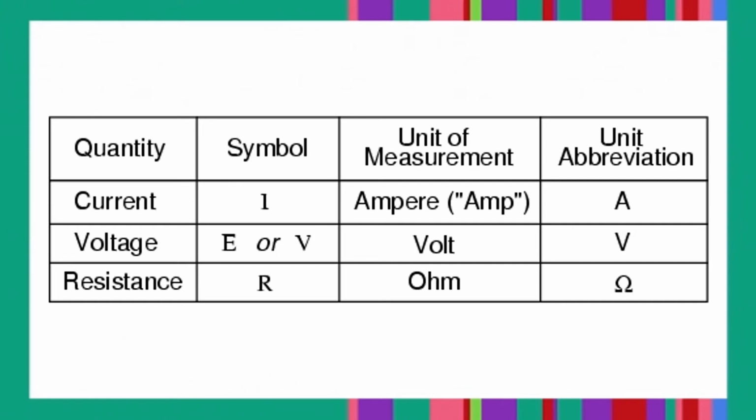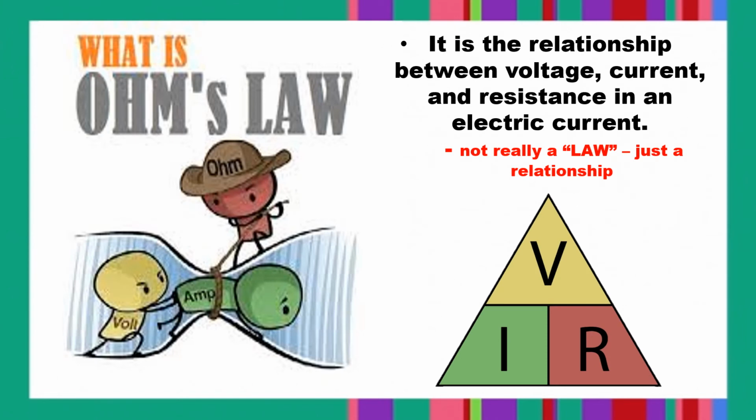So let us now move on to how we are going to calculate the three quantities or variables: current, voltage, and resistance. These variables interact together in what is called Ohm's law. This is the relationship between voltage, current, and resistance in an electric circuit. But actually, it is not really a law like Newton's laws of motion. It is just a relationship of the three electric quantities.